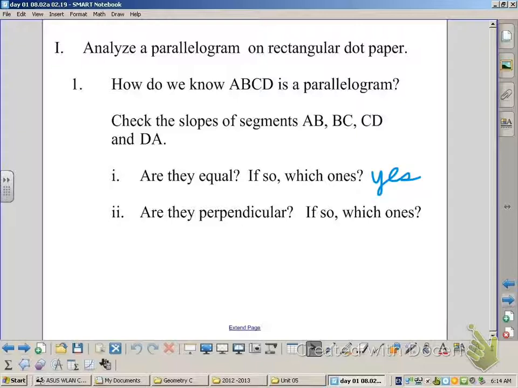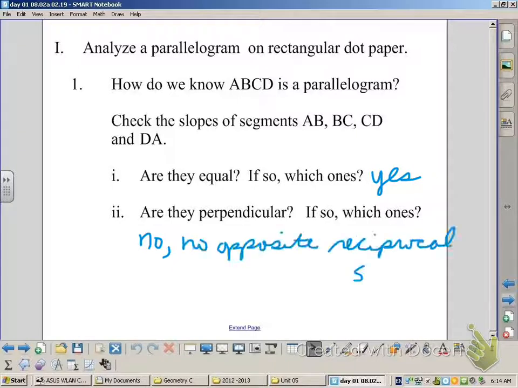It looks like they are. Are any of them perpendicular? Well, let's go and look at our slopes. It appears that they're not because I don't see any opposite reciprocals. Let's go ahead and check the slopes.